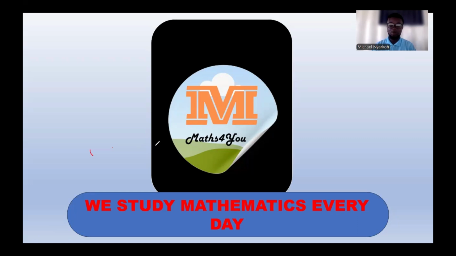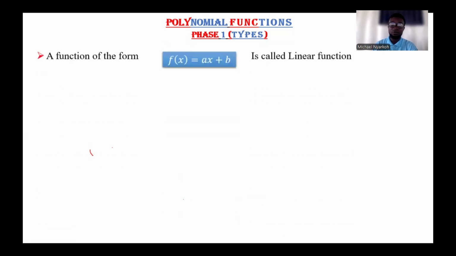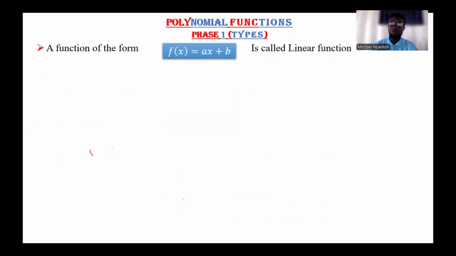All right. Let's proceed. So we have phase one. That's going to talk about the types of polynomial functions we have. Now, a function of the form f(x) = ax + b is called a linear function. That's the first type of polynomial functions we have, linear functions. And they have the form f(x) = ax + b.